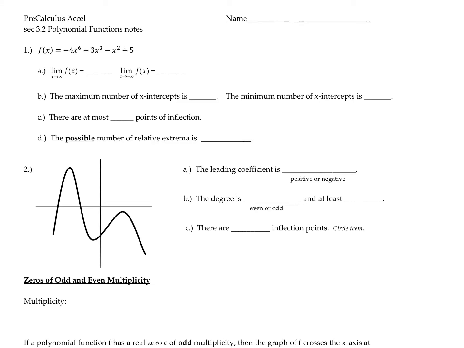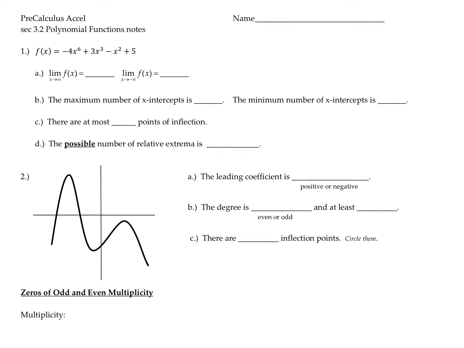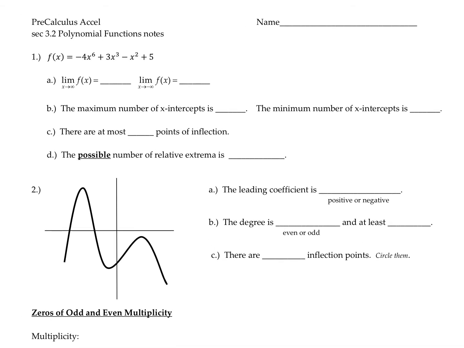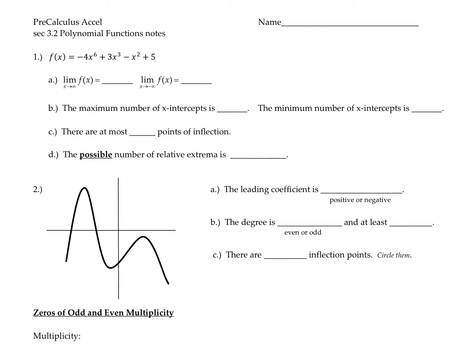In this video, we're going to talk more about polynomial functions and their key characteristics. So if we look at number 1, I see a function that has a negative coefficient as well as an even degree. What that's telling me is if it's an even degree but a negative leading coefficient, it's going to open down like this.